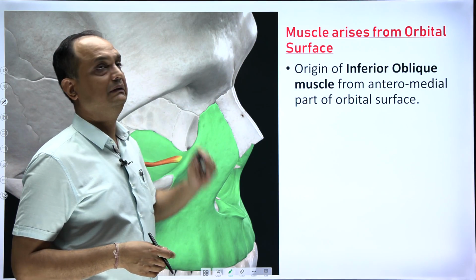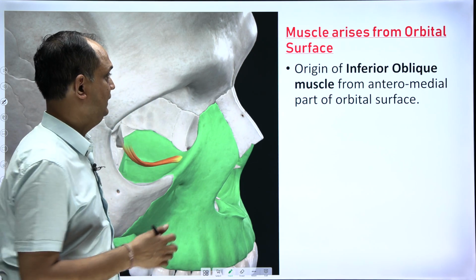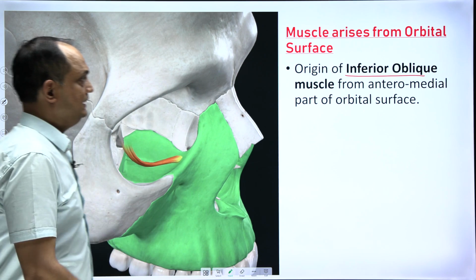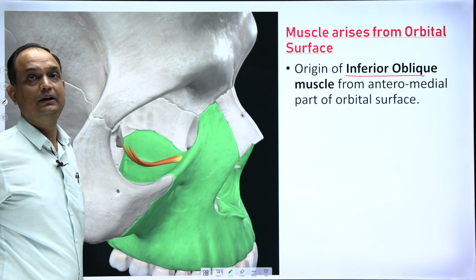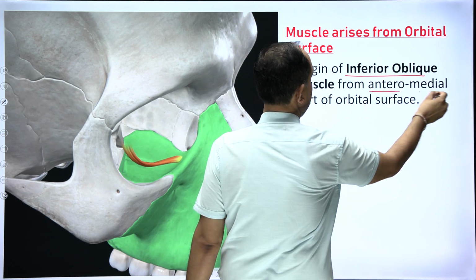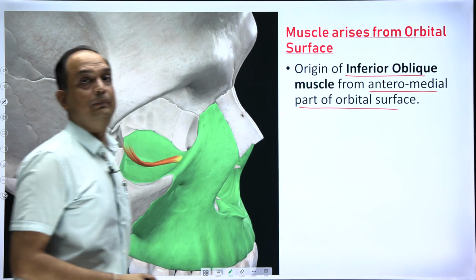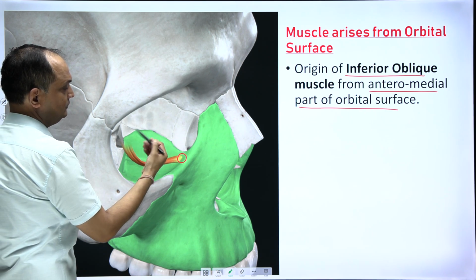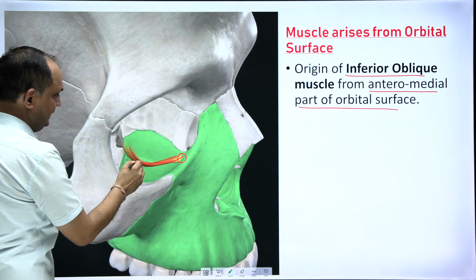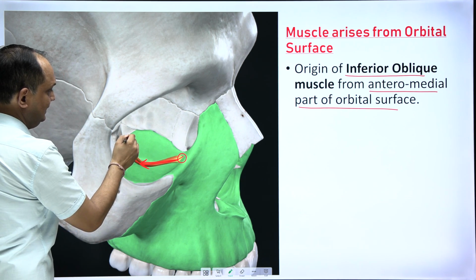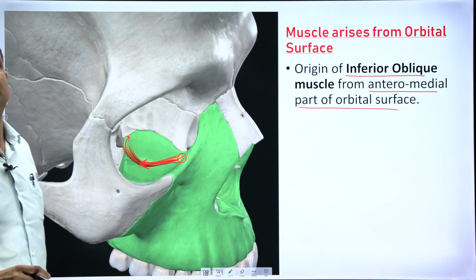Now what are the muscles that arise from the orbital surface? So you will have only one muscle, known as inferior oblique. Now you can see that this inferior oblique is arising from the surface. From which part of the surface? Anteromedial part of the orbital surface. So you can see that this is the surface which is on the medial side. The muscle is taking the lateral course, it is going laterally along the floor, and then it is going to make a turn to insert into the eyeball.